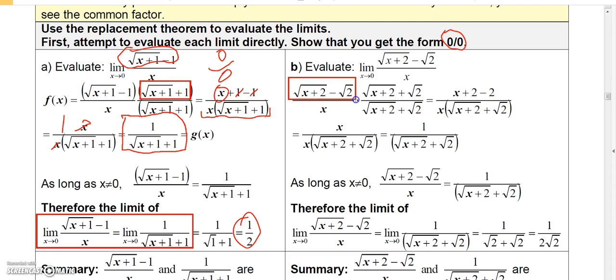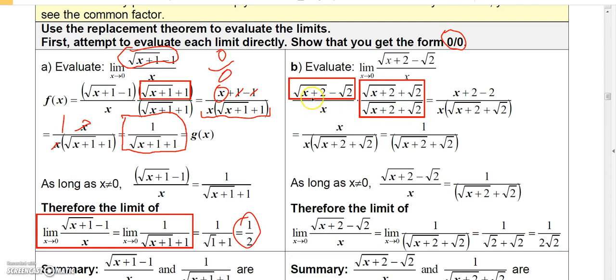Now here I actually have two radicals, so the conjugate I multiply by is going to be square root of x plus 2 plus square root of 2. So I multiply the numerator by that, and I also multiply the denominator by that.